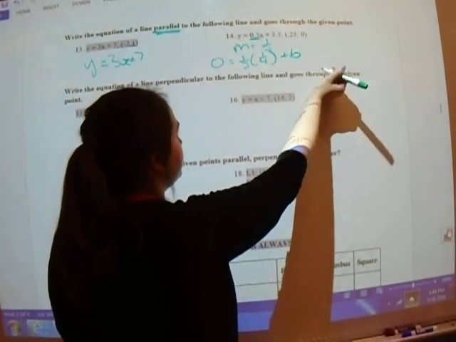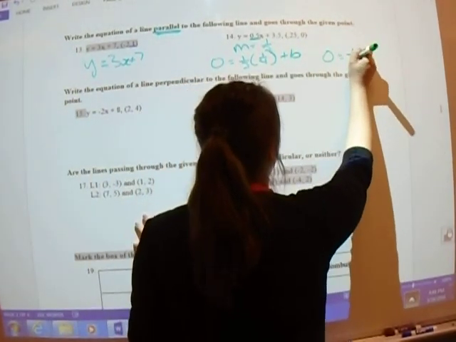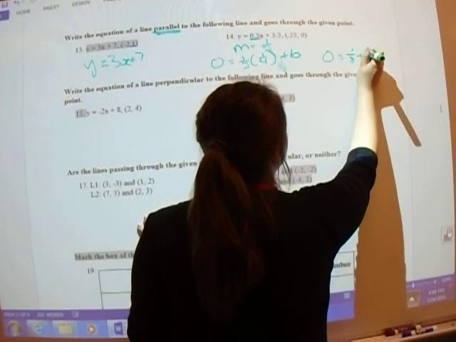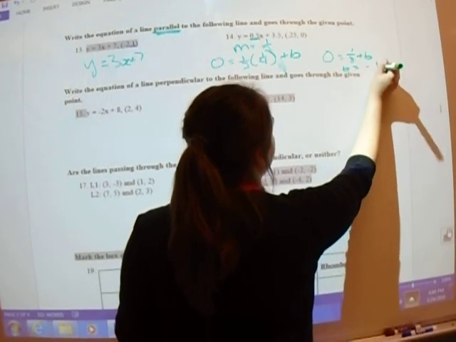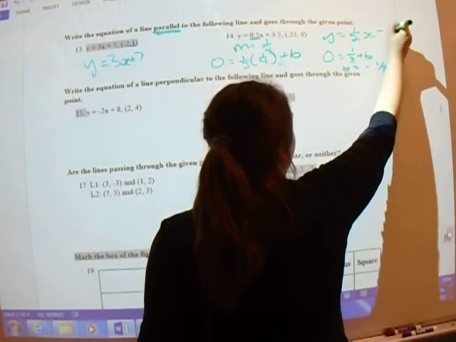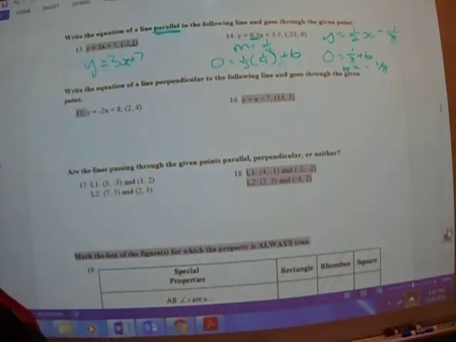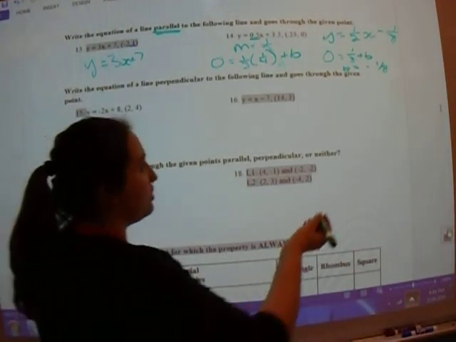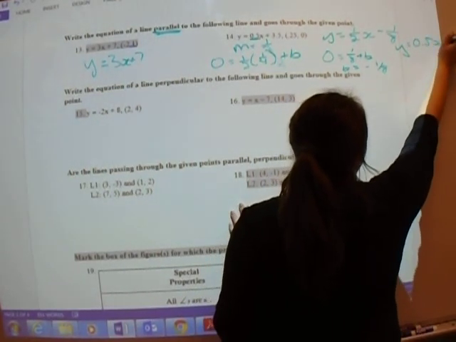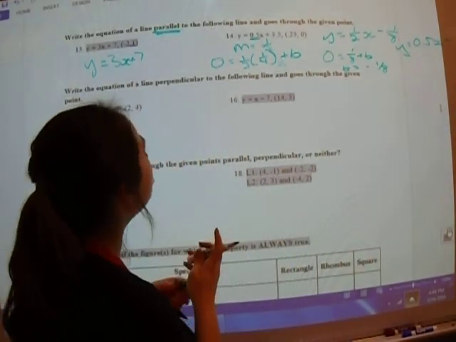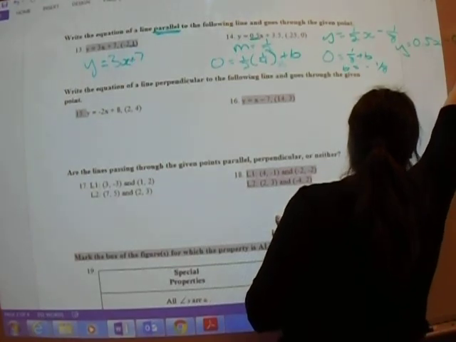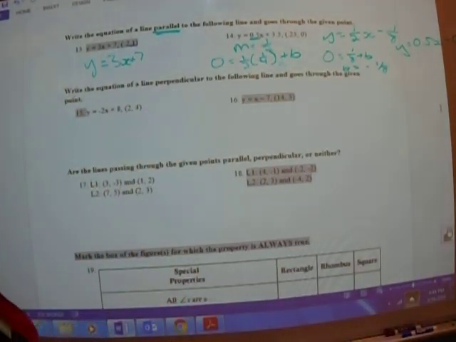Plus b, so this ends up being 0 equals 1 over 8, no, sorry, not x, 1 over 8 plus b, so b equals negative 1/8. Alright, so we end up getting y equals 1/2 x minus 1/8. And that's the answer to 14. Alright? And you can leave that in fraction form, or decimal form if you want. So that's y equals 0.5 x minus 1/8 is 0.125, I think. Sorry if you can no longer see that, but you get the picture.